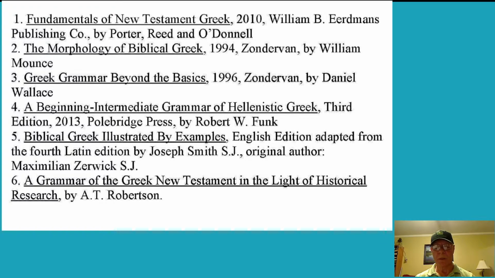1. Fundamentals of New Testament Greek by Porter, Reed, and O'Donnell. 2. The Morphology of Biblical Greek by William Mounts. 3. Greek Grammar Beyond the Basics by Daniel Wallace. 4. A Beginning Intermediate Grammar of Hellenistic Greek by Robert Funk. 5. Biblical Greek Illustrated by Examples, by Maximilian Zerwick. 6. A Grammar of the Greek New Testament in the Light of Historical Research by A.T. Robertson.